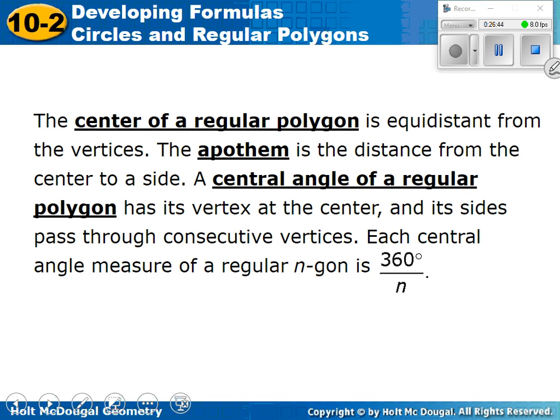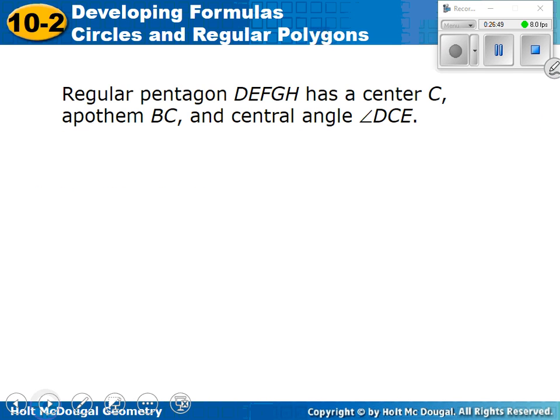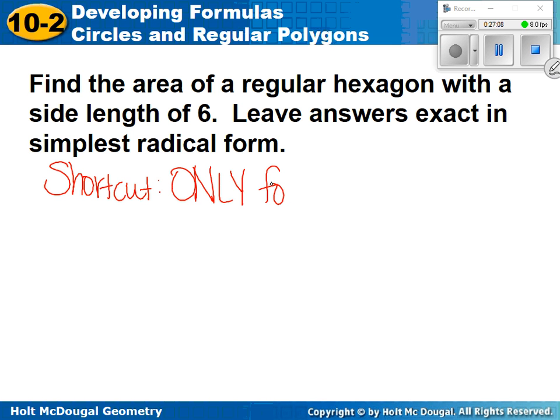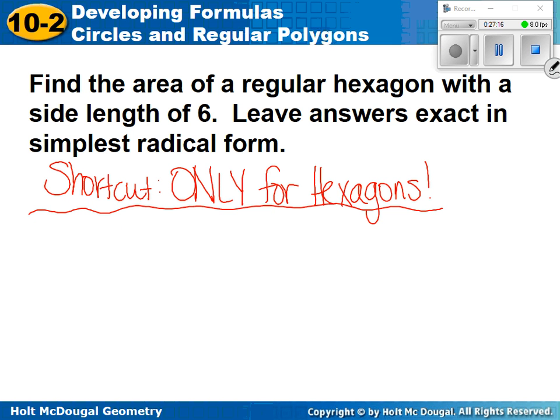So first of all, before we get into this, I want you to look at this next example. Here. So skip all the way to here. Everybody find this example. And I'm going to show you a shortcut that only works for hexagons. So make this note in your notes. Shortcut only for hexagons.